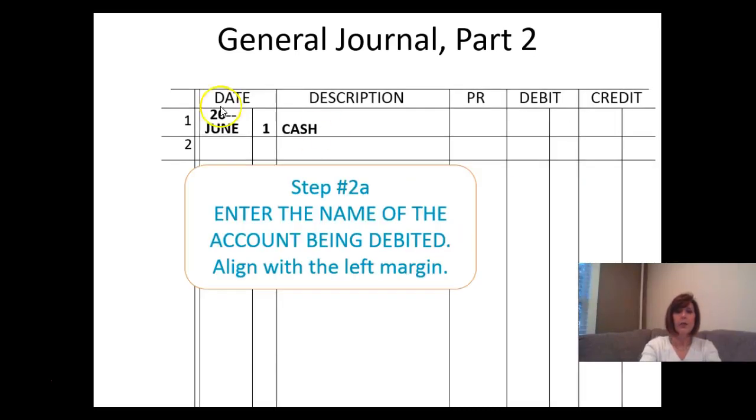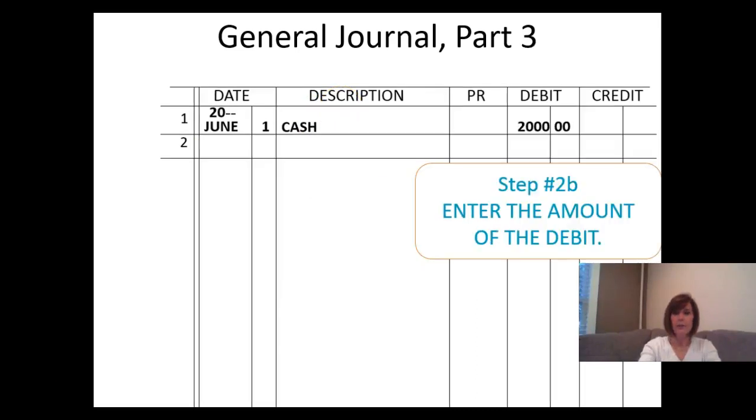And I guess I should also say, your debit, when you do your journal, is going to be flush with the left margin. And why do I care? You'll see in just a second. So we've got our debit of $2,000.